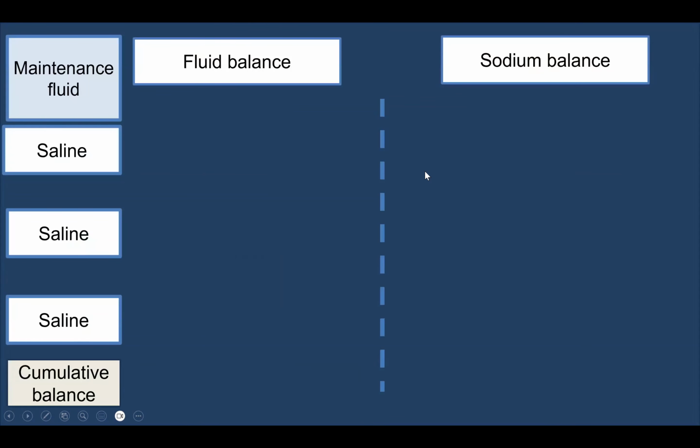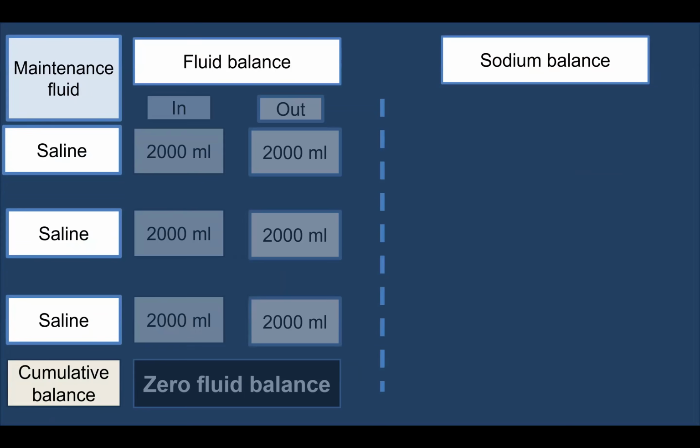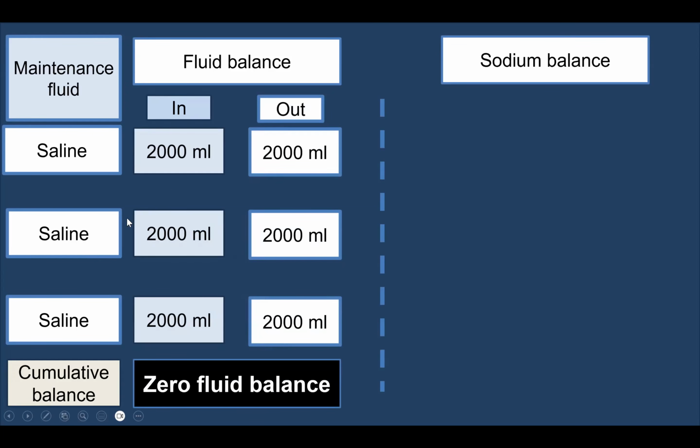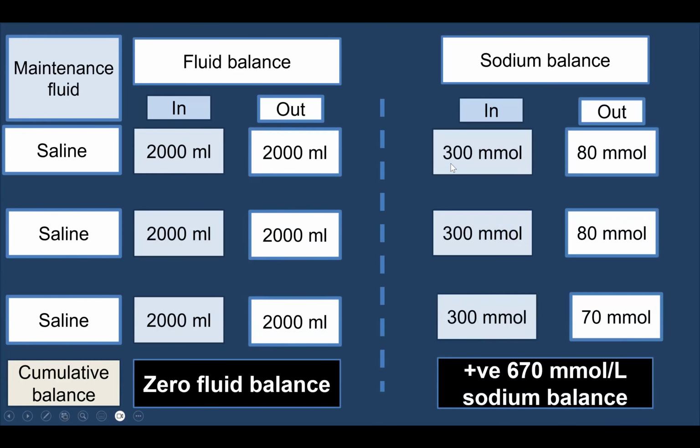If you look at this fluid balance and sodium balance, if you are giving, for 3 days, saline 2000 milliliters, and you have a urine output of 2000 milliliters, we have a perfect zero fluid balance. But the problem here is that the 2000 milliliters contain about 300 millimoles of sodium, and as we said before, urine output has a low sodium content, so the 2 liters of urine output contain 80 millimoles of sodium. So you have more sodium in than sodium out, so we have a positive sodium balance.